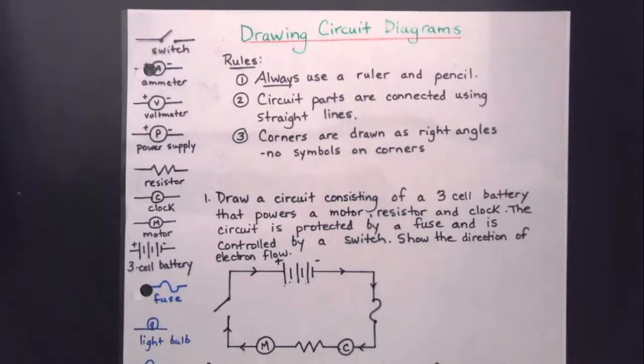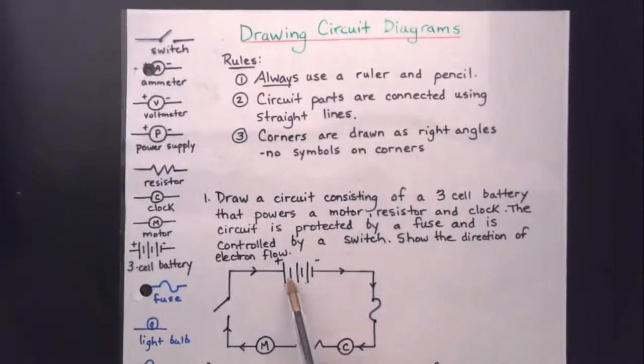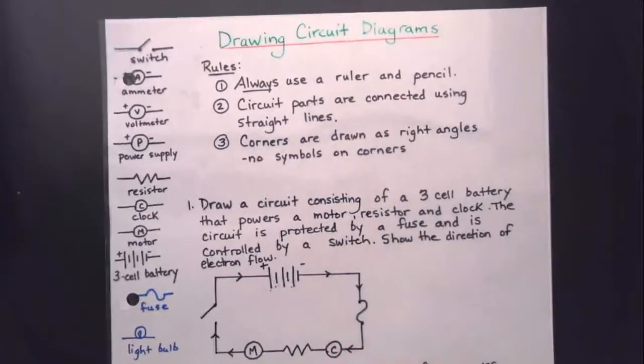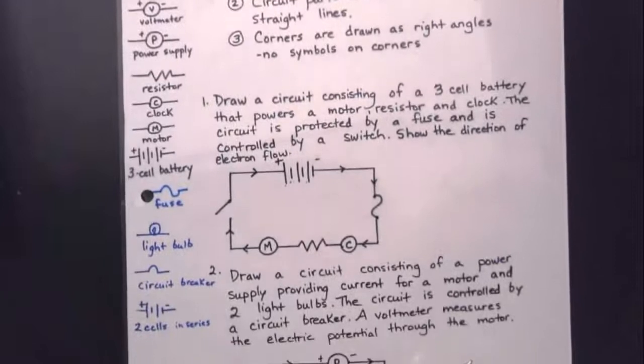And if you can take a look, I've drawn a 3-cell battery, and you can see it's got 3 cells, 1, 2, 3. You can see the path of the electrons going through a fuse, to a clock, and then again through a resistor, to a motor, and then finally to a switch, and then back to the 3-cell battery. And this is showing you the direction of electrons.